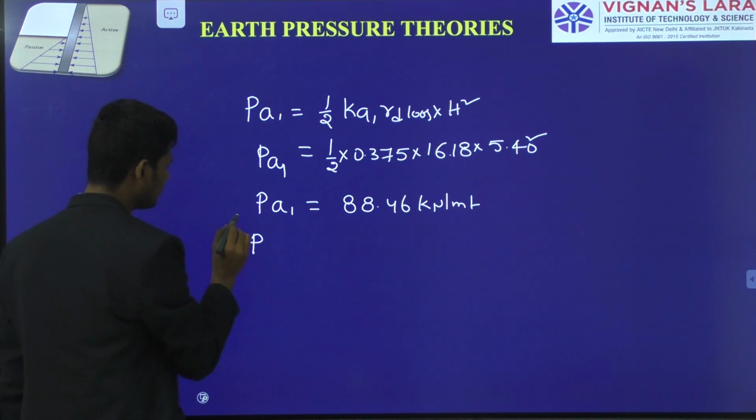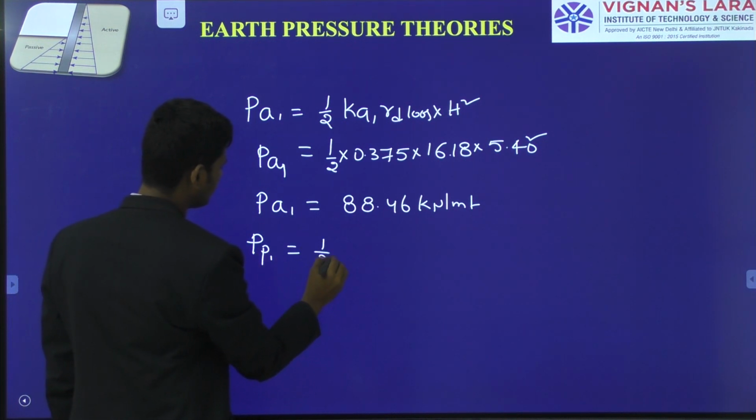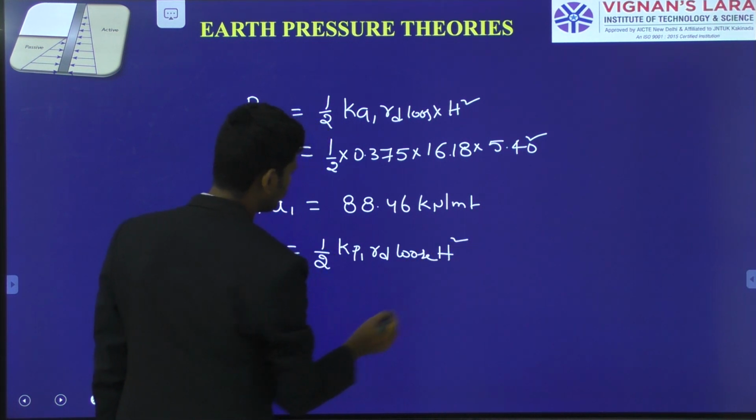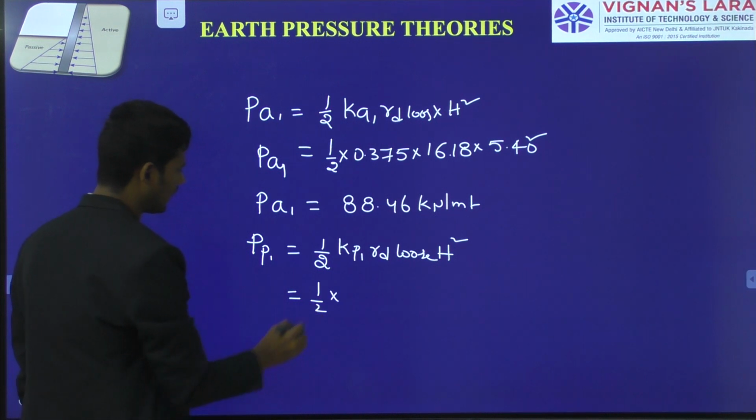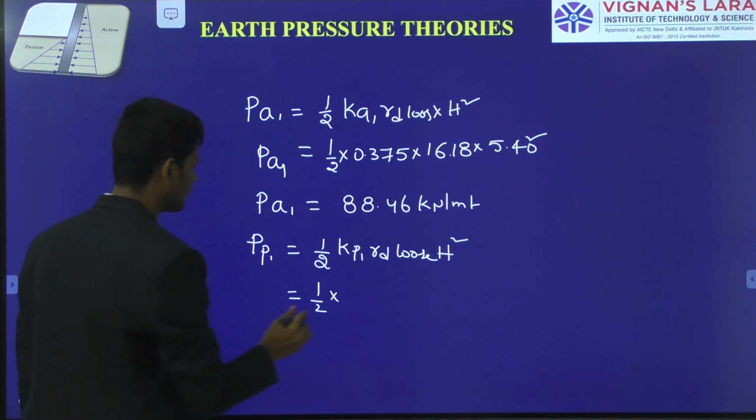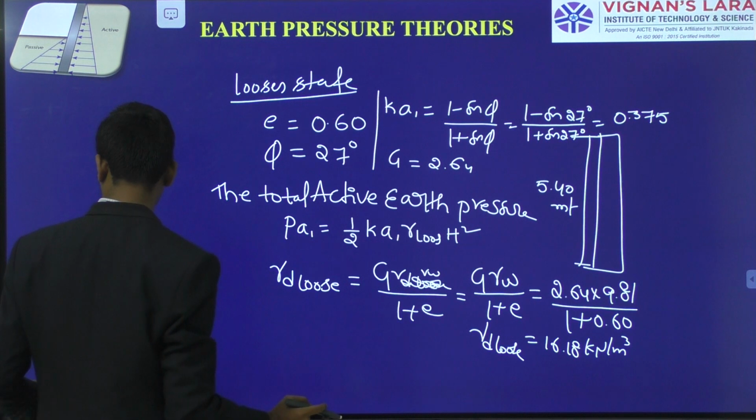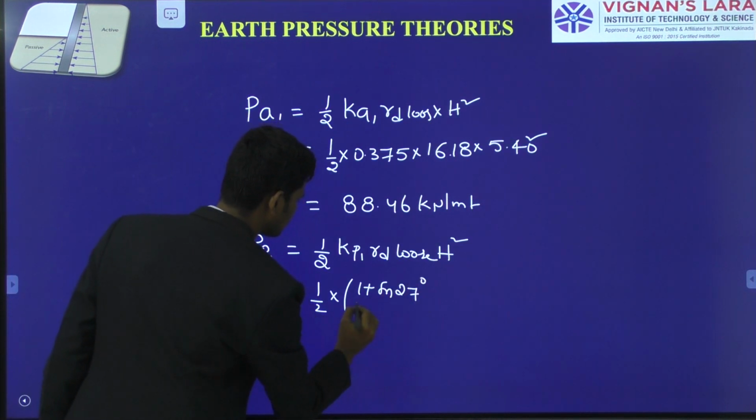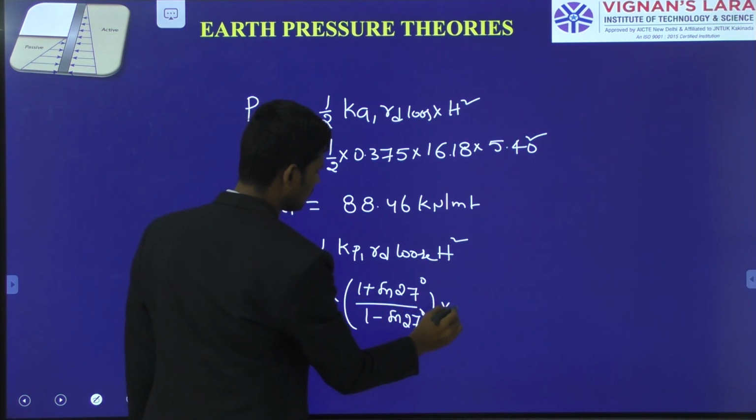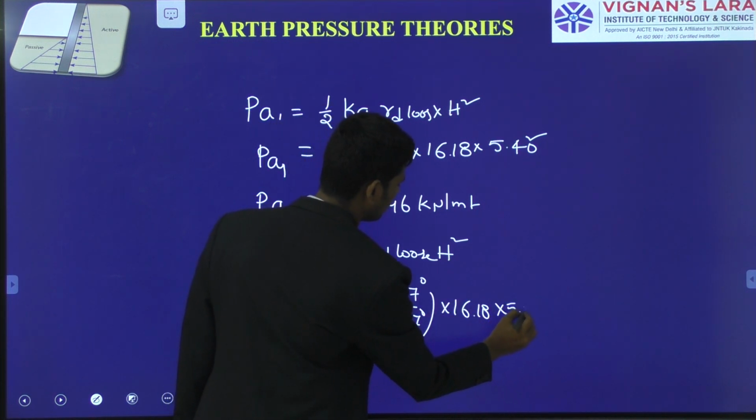Next, I am writing the passive earth pressure in the loose state. The passive earth pressure PP1 equal to half into KP1 into gamma D loose into H square. Here KP is the coefficient of passive earth pressure, 1 plus sin phi by 1 minus sin phi, that is 1 plus sin 27 degrees divided by 1 minus sin 27 degrees. Gamma D loose we have already calculated as 16.18, and H is 5.40.